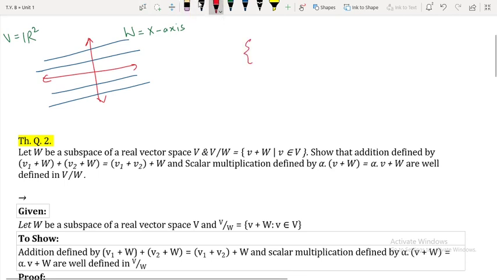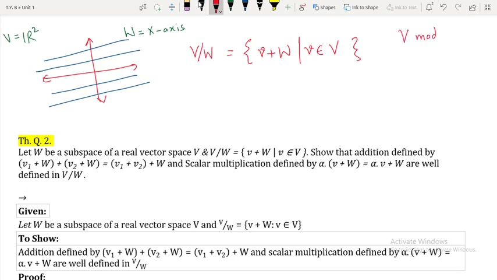Do you know how cosets of W in V look? They are of the form v + W, where the small v is from V. And they are calling this set V mod W. Note what I am saying, V mod W. Just keep this in mind.